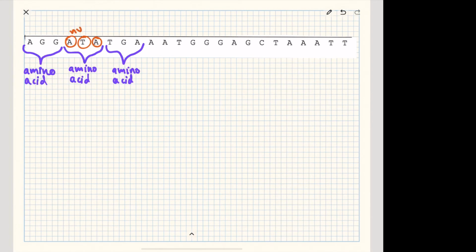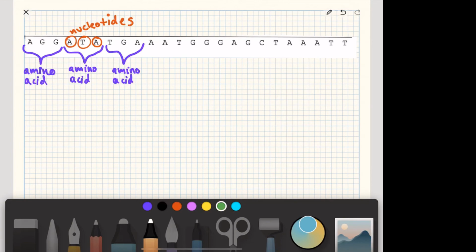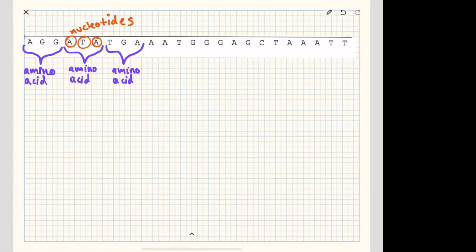This is how all DNA is set up. This is the same for all organisms that have DNA, which is pretty much all organisms. Nucleotides are represented by these letters A, T, C, and G, because there are just 4 nucleotides for the most part. A is adenine, T is thymine, G is guanine, and C is cytosine. And 3 nucleotides together make up a single amino acid.